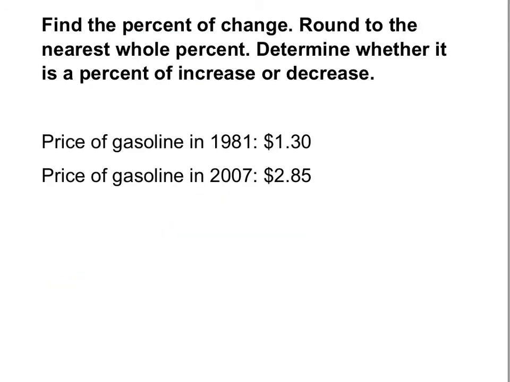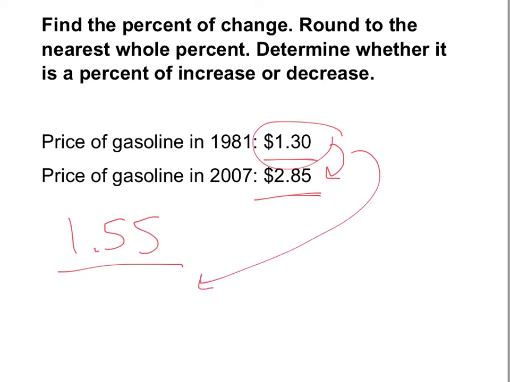Again, pause this one, try it on your own, and press play when you're ready to see the answer. Okay, so it's saying the price of gasoline in 1981 was $1.30. Price of gasoline in 2007 is $2.85. So what's the change from $1.30 to $2.85? That is what goes on top of your fraction, so 1.55. And the original amount goes in the bottom. So we take 1.55 divided by 1.30, and we get 1.1923, etc.